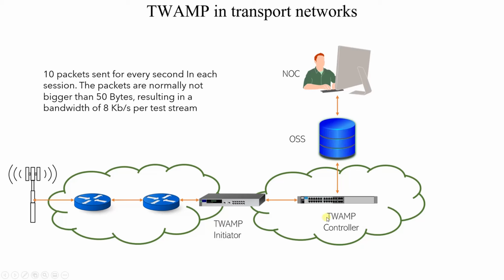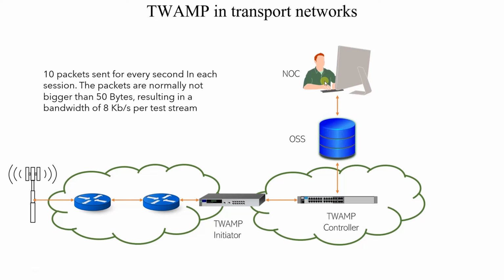Okay, what is the role of the TWAMP controller? If there are multiple TWAMP initiators out there, it acts as an NMS for the TWAMP initiators. So all the data will be dumped into the TWAMP controller, and then, using SNMP traps, it can create an XML interface and dump the data to the higher-order OSS, and from there NOC people access the data.